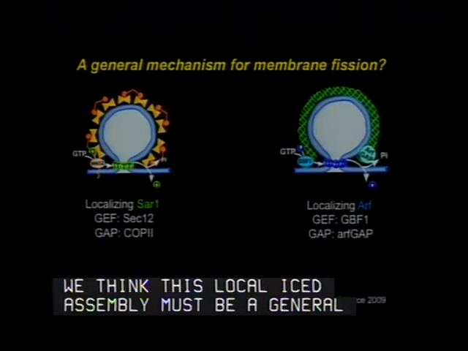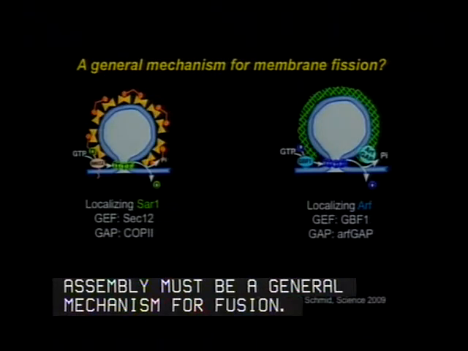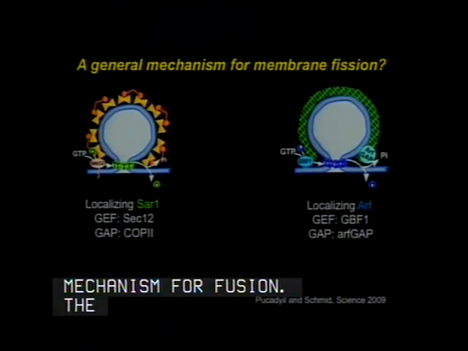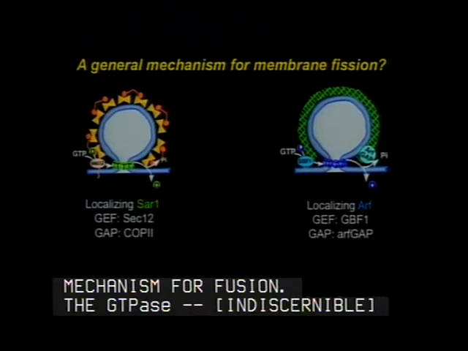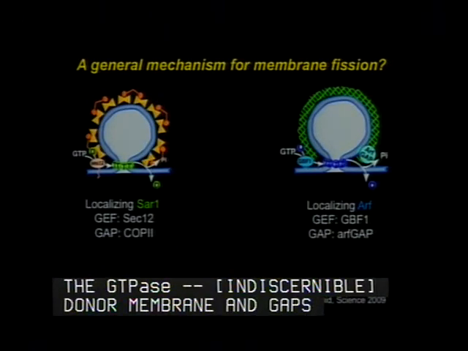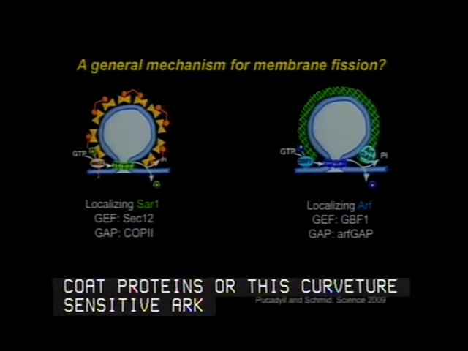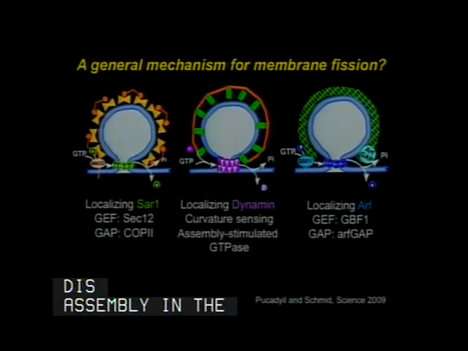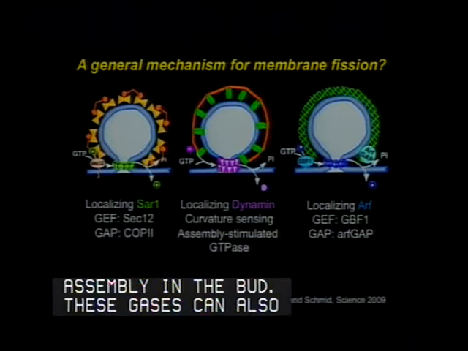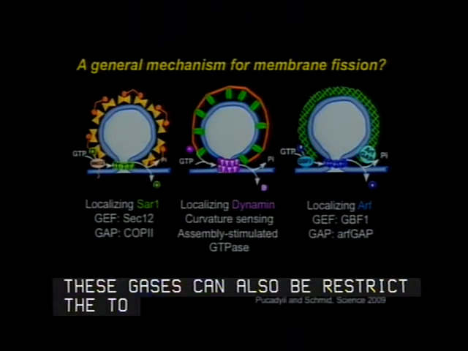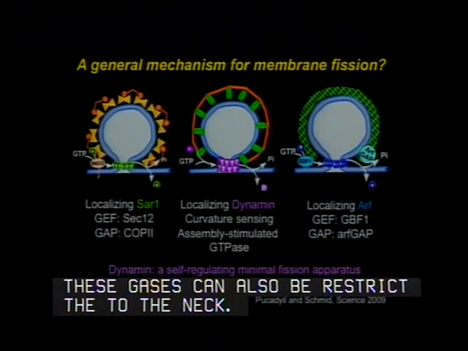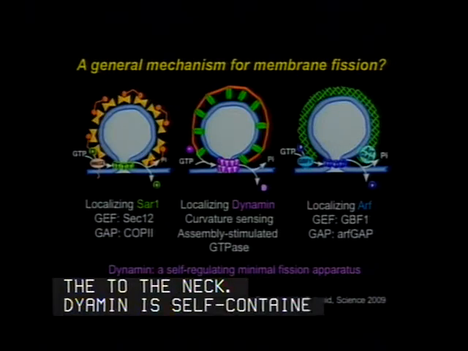The localization of SAR and ARF to the neck is done by GEFs that are restricted to the donor membrane, and GAPs like the coat proteins or this curvature-sensitive ARF GAP that cause disassembly in the bud. So in this way, these membrane-active GTPases can also be restricted to the neck. Dynamin is sort of a self-contained GTPase that restricts its own assembly at the neck, and hence a minimum fission apparatus.